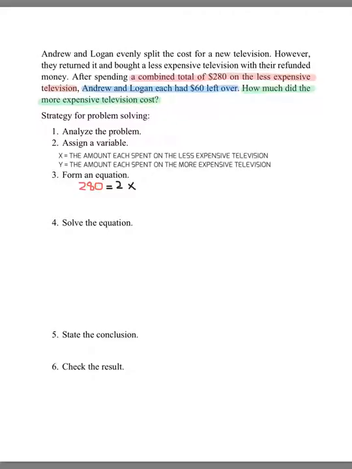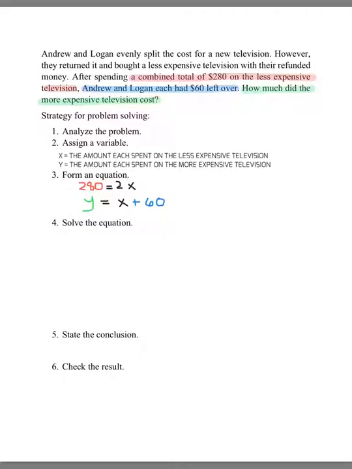Now for our second equation, that's going to be based off the amount they had left over. We know they each spent more money on the more expensive television. So we're going to let y, the amount each spent on the more expensive television, equal the amount they paid on the less expensive television, which is x. But now we have to account for the fact that they had $60 left over. That means the more expensive television was $60 more than the less expensive television. So these are going to be our two equations.